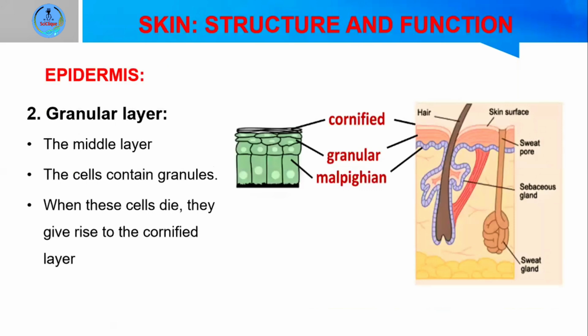Remember we said that the epidermis is divided into three: conified, granular, Malpighian. Now onto the granular layer. Now this is the middle layer. The cells contain granules, small particles that are visible under the microscope. These are particles that contain keratin. So hence the name. Now when these cells die, they give rise to the conified layer.